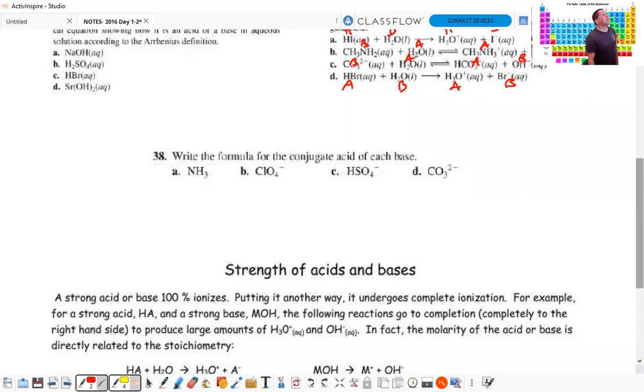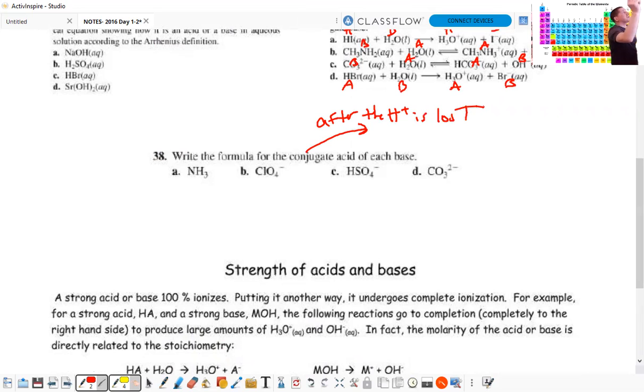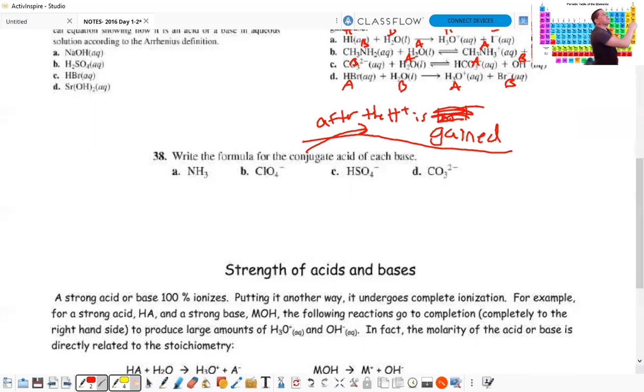Write the formula for the conjugate of each. So the conjugate is formed after the H plus is lost. So you just make NH3, oh, conjugate acid, sorry, after the H plus is gained. These are all bases. So these are all bases, and we're trying to turn them into an acid. So we are adding an H plus.